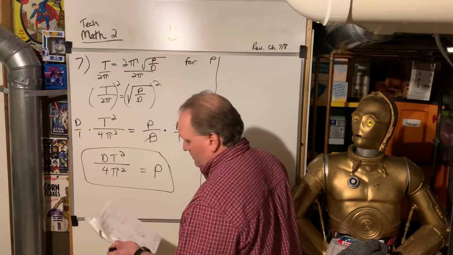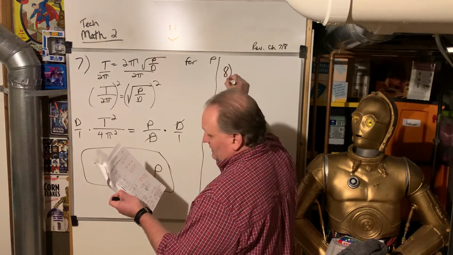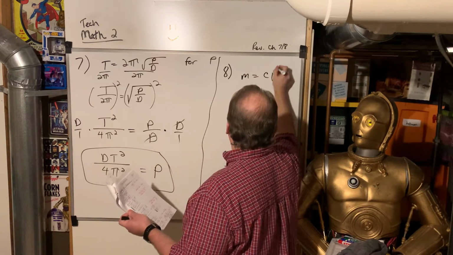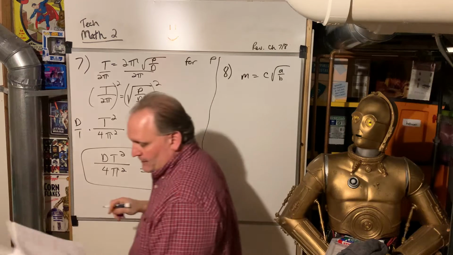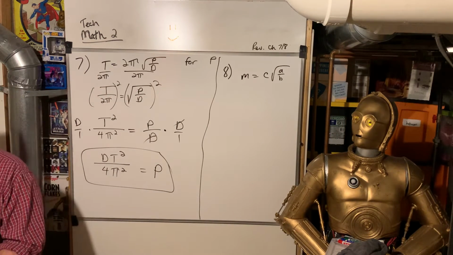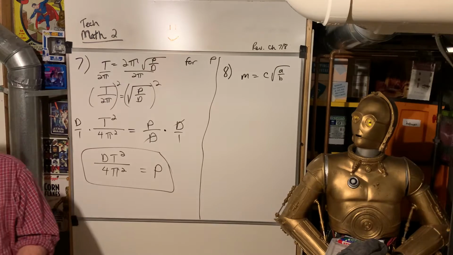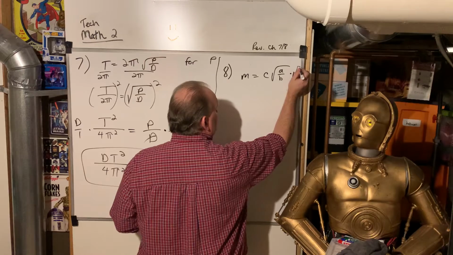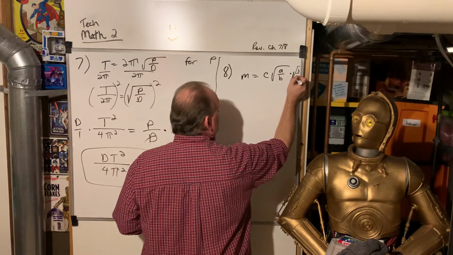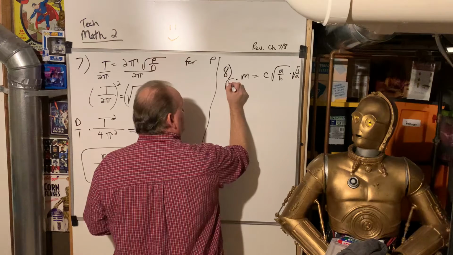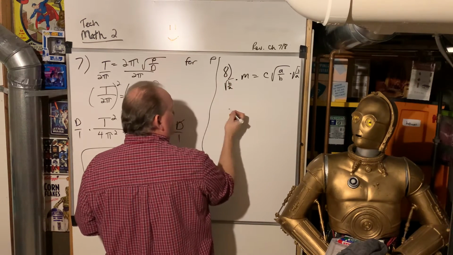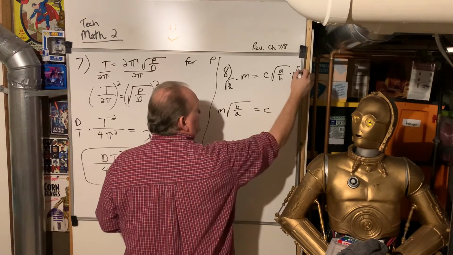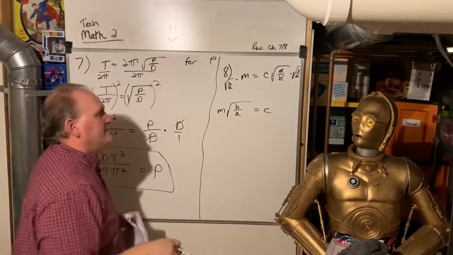Let's take a look at number 8, which is a lot easier, I think. You've got m is equal to c times the square root of a over b. And they want you to solve for c. So you say, okay, just multiply by the reciprocal. But to multiply by this reciprocal, we'd have the square root of b over a times the square root of b over a. And that would be it. It would be m times the square root of b over a is equal to c, because that would cancel away, it'd just be 1.